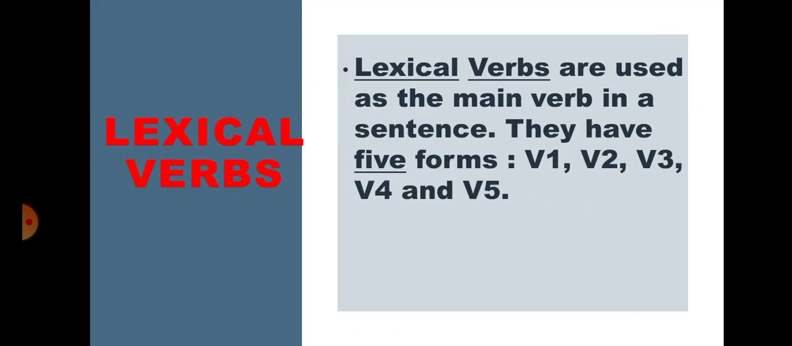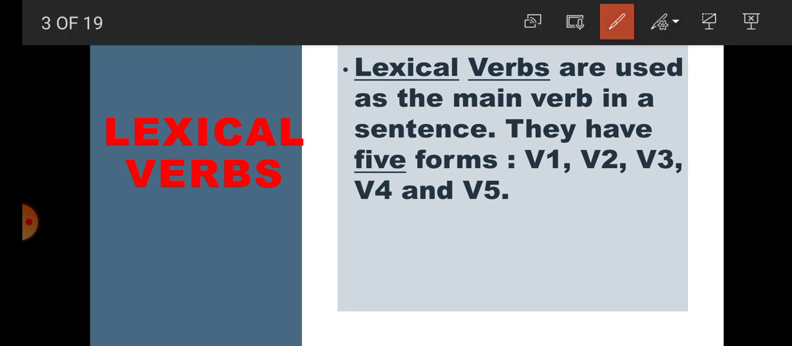Student, what is lexical verbs? Lexical verbs are the main verb in a sentence. They have 5 forms: verb first form, second form, third form, fourth form and fifth form. So what is lexical verb, student? Lexical verbs are the main verb in a sentence and they have 5 forms. We all know verb first form, second form, third form, fourth form and fifth form. So with the help of example, student, we will read what is lexical verb.